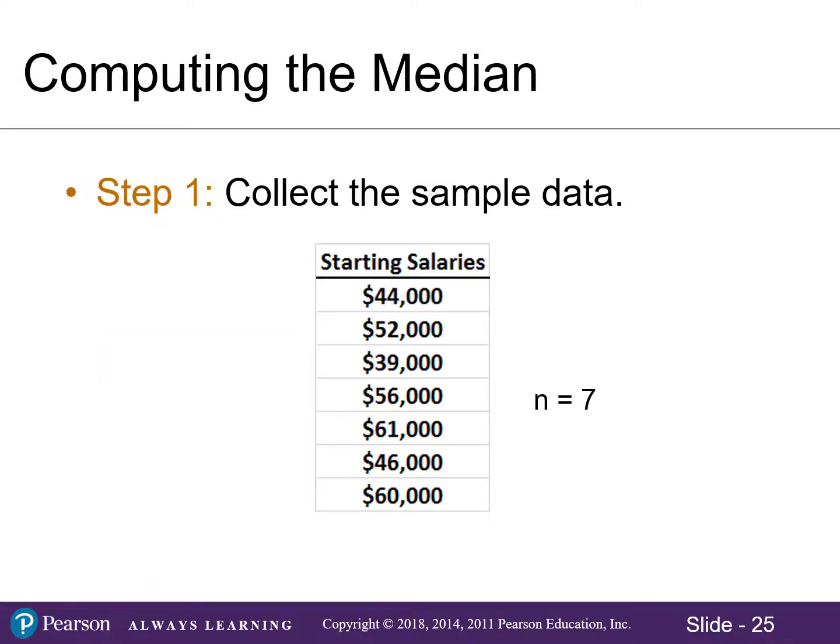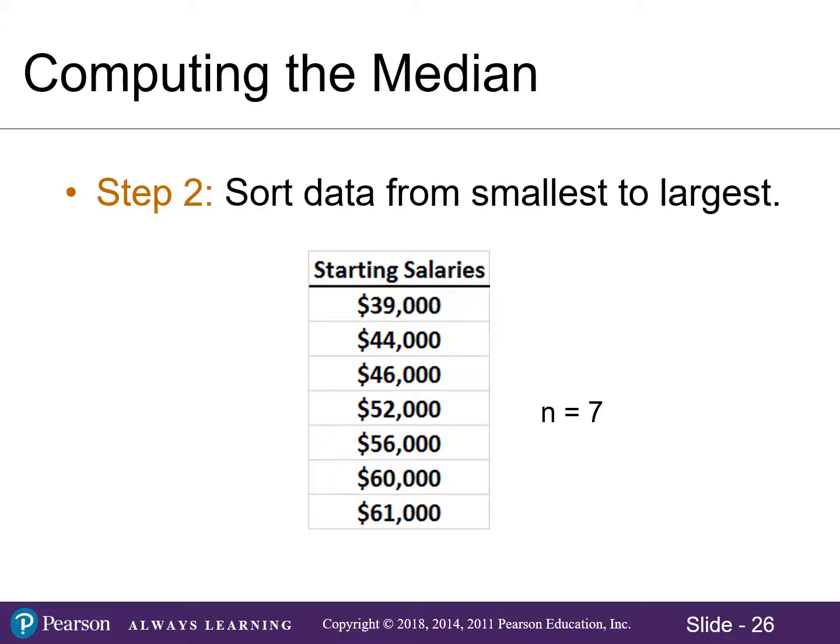So I've got my accounting grads here again. Notice there are 7 salaries here, so the size of my sample is 7. I'm going to order these first. There we go. So I've sorted them from smallest to largest. It doesn't really matter what order you do this in, but I tend to do it from smallest to largest. Then I have to figure out who's in the middle.